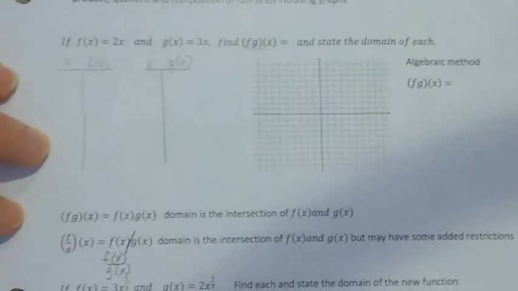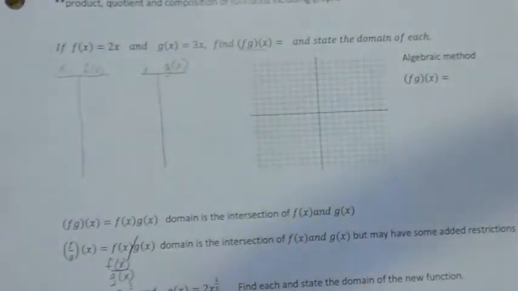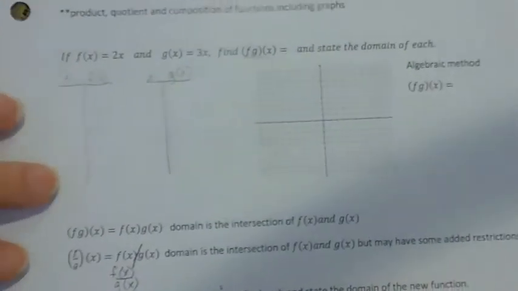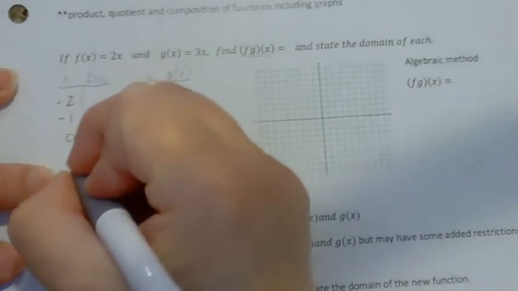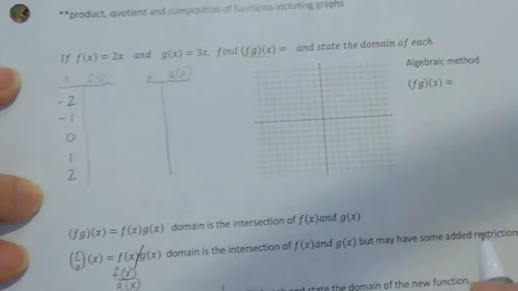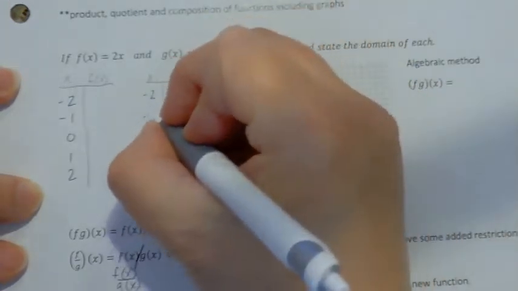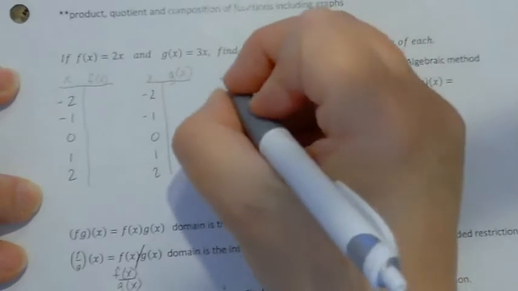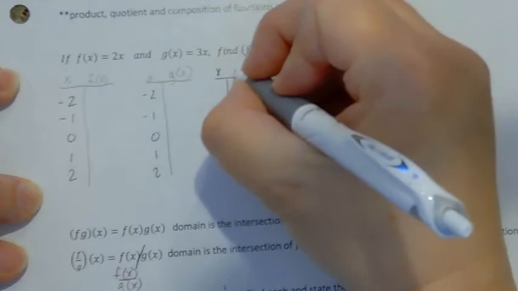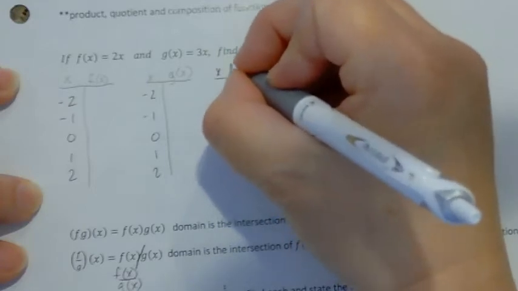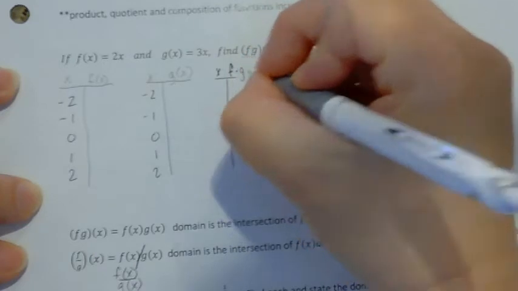Let me grab a pen so I think it'll be easier to see. I thought I could write dark enough with a pencil, but I can't. So I'm going to try the same input values for both functions. I'm going to go -2, -1, 0, 1, and 2 for the input value, and I'm going to do the same thing over here. And I'm going to create a new function that uses the same input value, but this time the output value is going to be f times g.